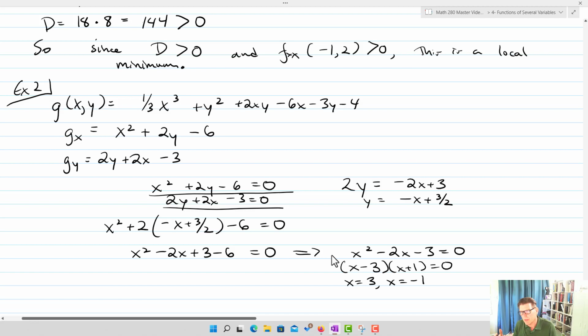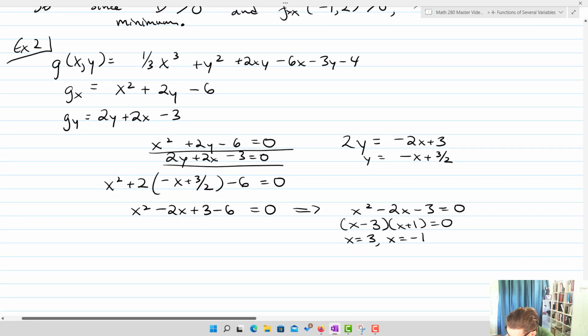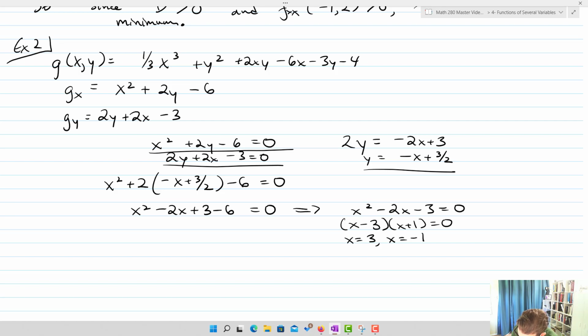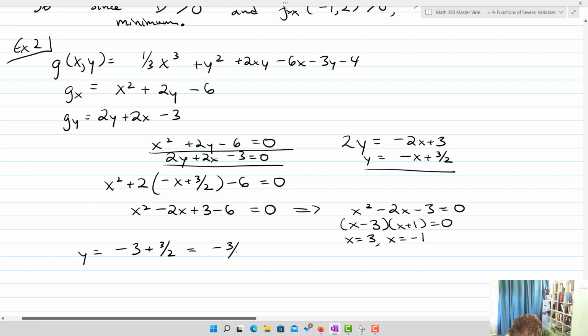Notice we actually have two of them. Can we have more than one critical point? No problem. Why not? You can actually have an infinite number of them because you can have an infinite number of local extrema: local minimums, local maximums. Okay? So let's figure out what y is. Remember y equals negative x plus 3 halves. So for x equals 3, y is going to equal negative 3 plus 3 halves, which equals negative 3 halves.